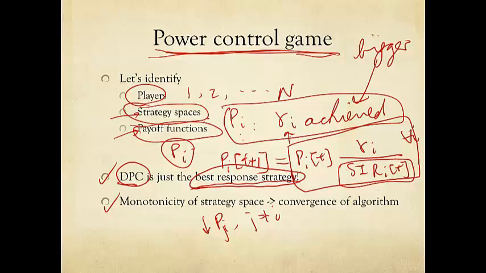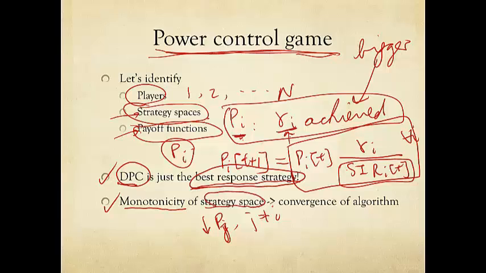Now this is obvious once I state it, right? Because if you reduce your transmit power, I have less interference, so I have more choices of p, smaller values of p that can still give me my target gamma. And this is what I mean by monotonicity of the strategy space.